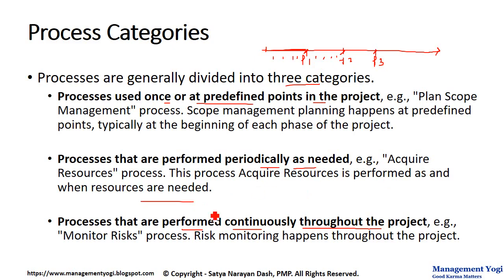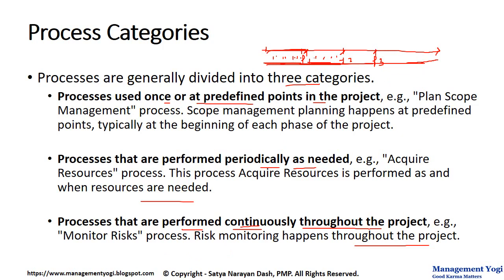And the third category is processes that are performed continuously throughout the project. For example, the Monitor Risks process, which belongs to the Risk Management Knowledge Area and the Monitoring and Controlling Process Group. The risk monitoring for a project or a phase happens throughout the project. So this process, which is performed continuously, will be happening throughout, not at predefined points or at periodic points, but continuously throughout the life cycle of the project. So remember very clearly, these are the three categories of processes.